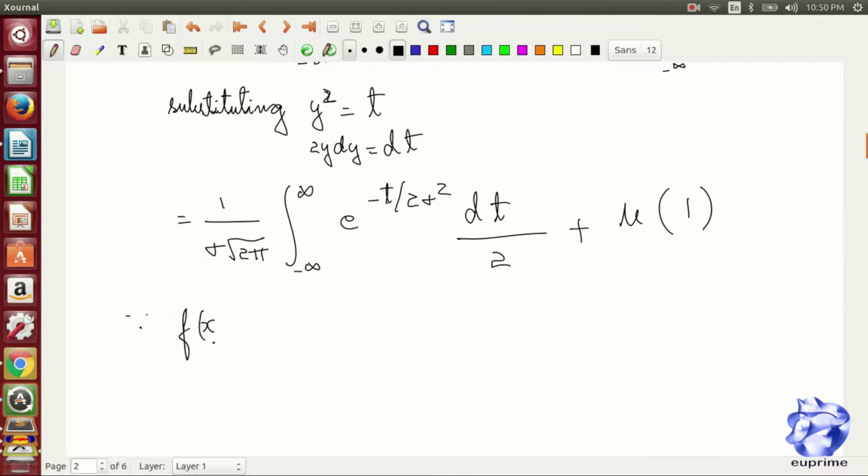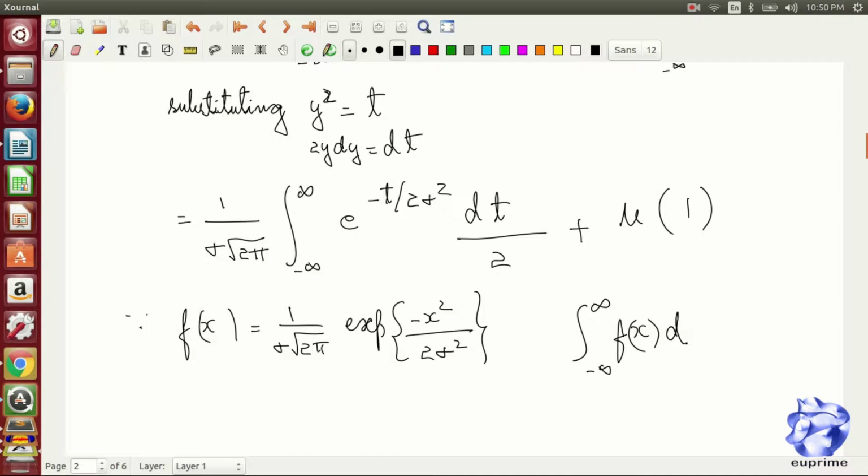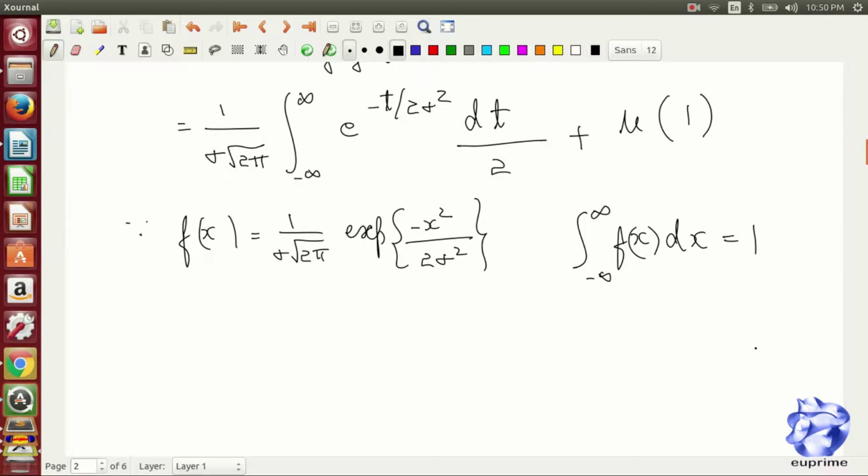On doing this, we get f of x is equal to 1 by sigma root of 2 pi, exponent minus x square by 2 sigma square. On integrating f of x dx from minus infinity to infinity, we get 1. So E of x can again be written as follows.